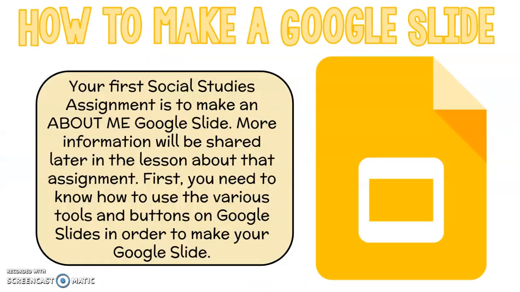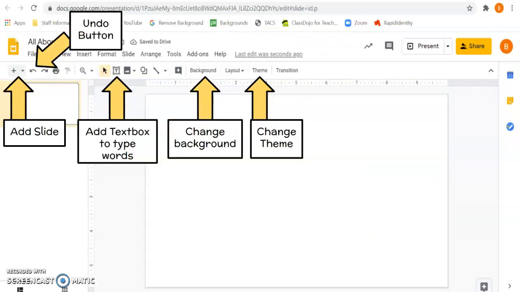Moving on to how to make a Google slide. For today's social studies assignment, you will be making an About Me Google slide that you will then turn into me, and I will put all of the slides together for all of the students in our class, so we have a little About Me introductory Google slide for our class. So just some really important buttons on Google Slide to help you make your slide that you get.